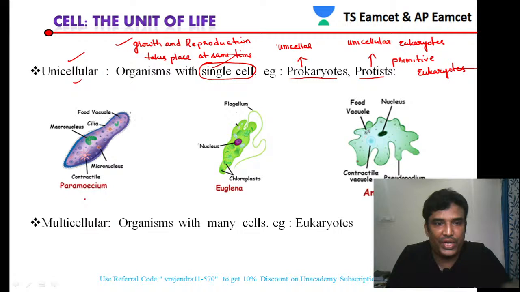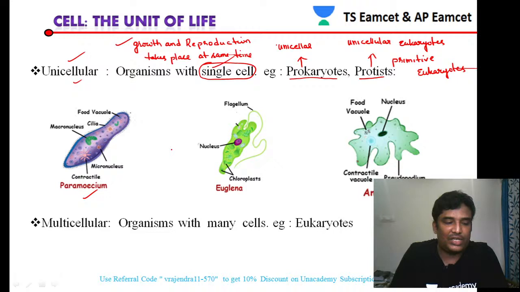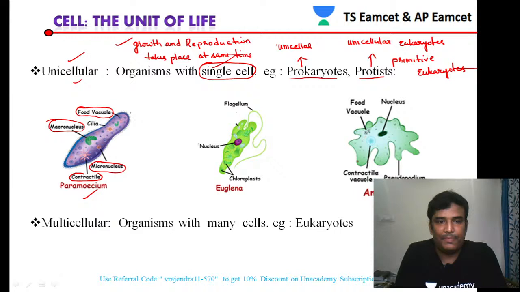If you see the structure of Paramecium, it has a macronucleus and a micronucleus, and a food vacuole. The body is covered by cilia, and it has a contractile vacuole. The contractile vacuole plays an important role in osmoregulation. Like that, this organism has its own characteristic features for its survival.